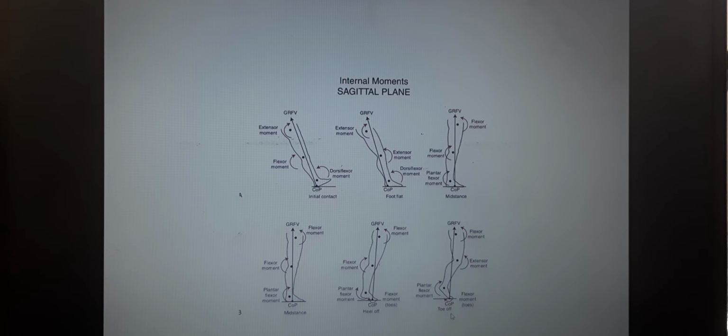At the level of toe off, the ground reaction force vector will be anterior to the ankle joint and just posterior to the knee joint and also the hip joint. These are how the ground reaction force vector changes from initial contact to the heel off phases. These are the kinematics and the kinetics of the gait cycle.